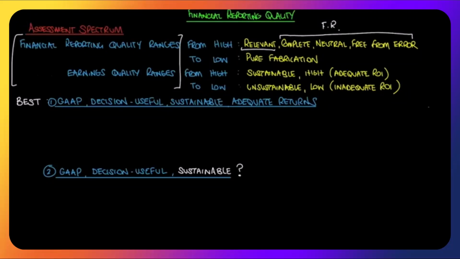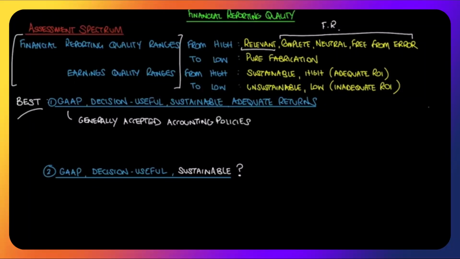At the top end of the spectrum, the best, number one, we have what they call GAAP compliant. GAAP, I know we usually use it in the context of US, but in a more general sense, it means generally accepted accounting policies.